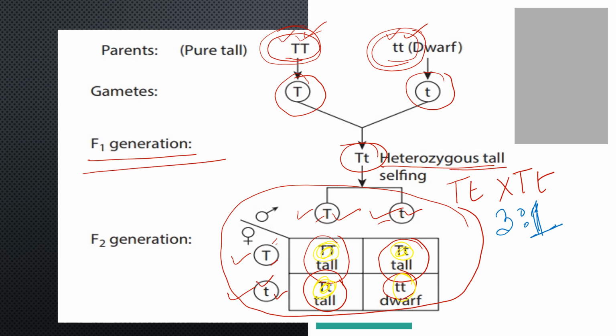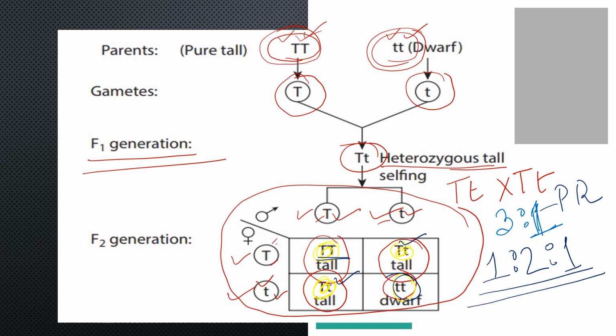Whereas what about the genotype? The genotypic ratio: we can see this one is a pure tall plant, so 1. Then this and this are heterozygous tall, so 2, and then this one is a pure dwarf plant, so 1. So is it clear to you all? The phenotypic ratio is 3:1 and the genotypic ratio is 1:2:1. Now this is the Punnett square.